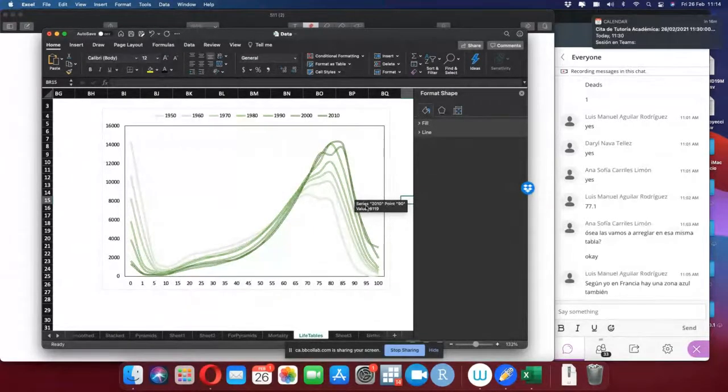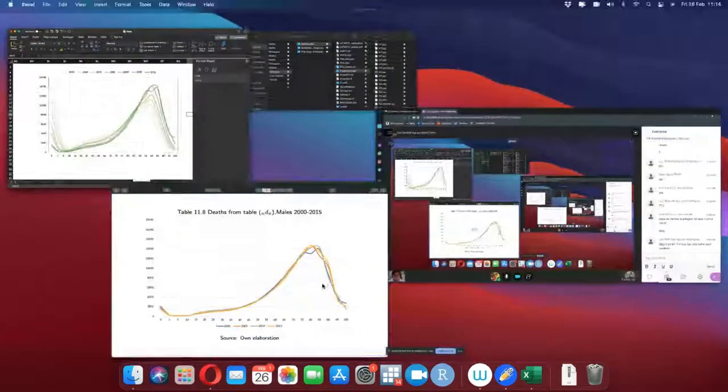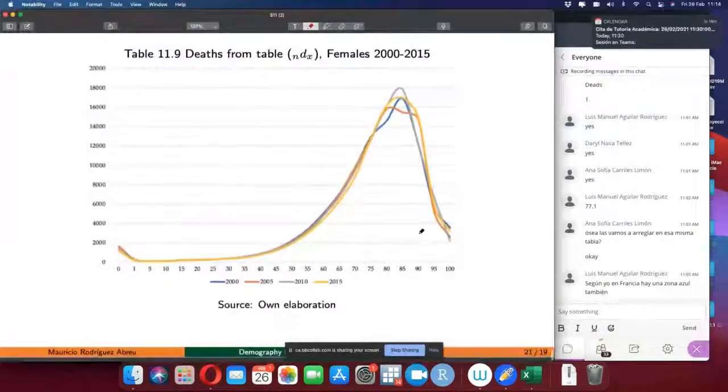Okay, so questions regarding life tables? Well, the first approach to life tables, and yes, that's the last one.